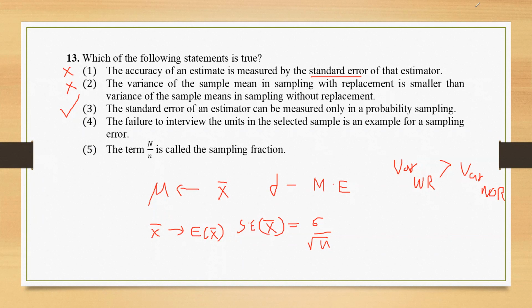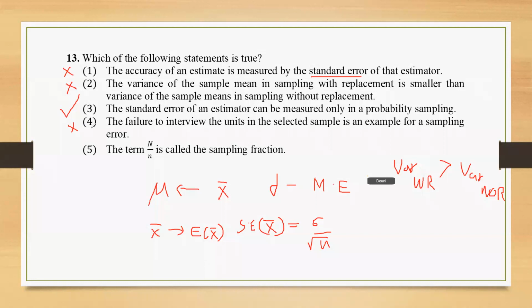So here, failure to interview the units in the selected sample. Even if we select a sample, we were unable to take responses from each and every respondent. So it is an error, but it is not due to the sampling. It is due to other reasons. So therefore, the fourth one is not a sampling error, it is a non-sampling error. So the fourth one is also incorrect, right? හතරවෙනි එකත් වැරදි.